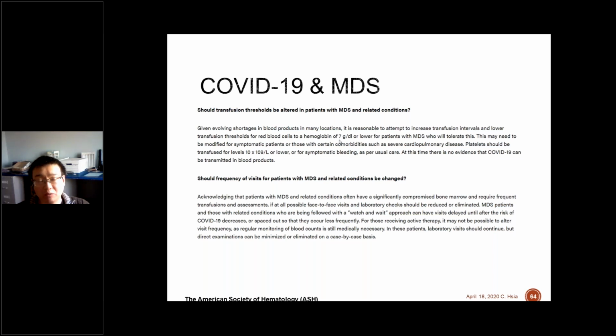So if you're going once a week for a transfusion, it might be time to think about seeing how you feel every 10 days or every 14 days. For those going every 2 weeks, considering an even longer interval. And just seeing what your body can take.